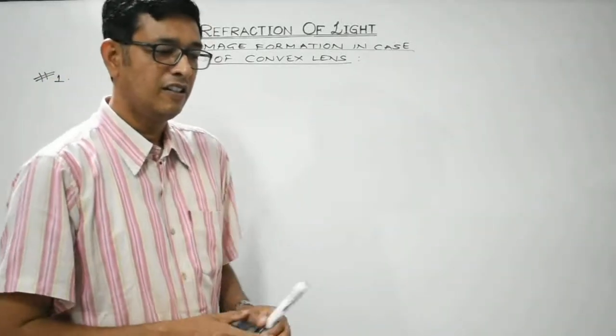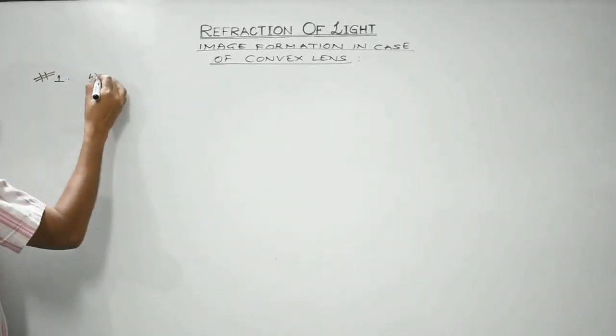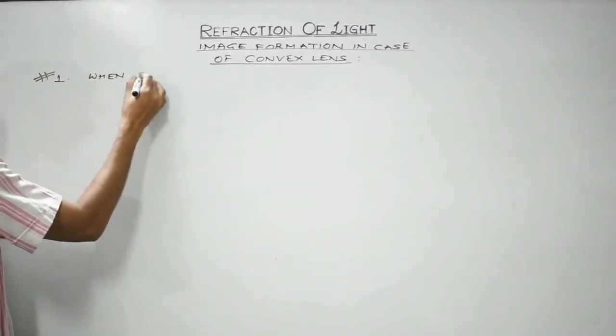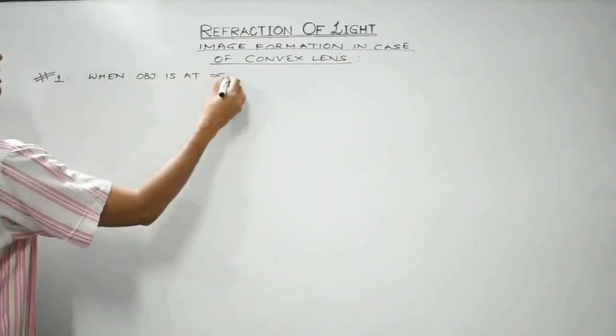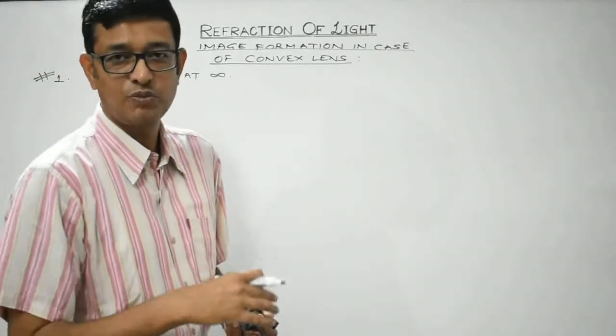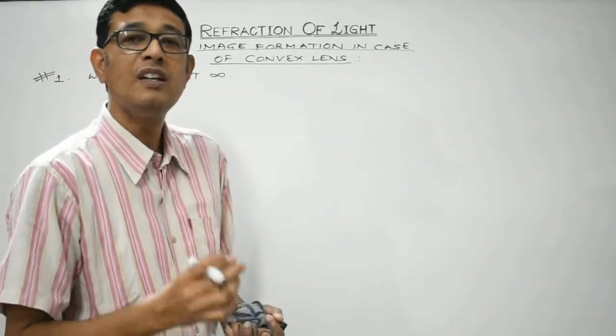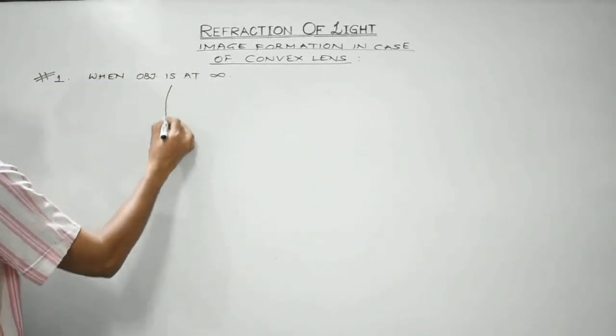Let's start with case number one, right? When the object is at infinity, it means the rays coming from the object will be considered to be parallel to the principal axis, right? So let's check it out.